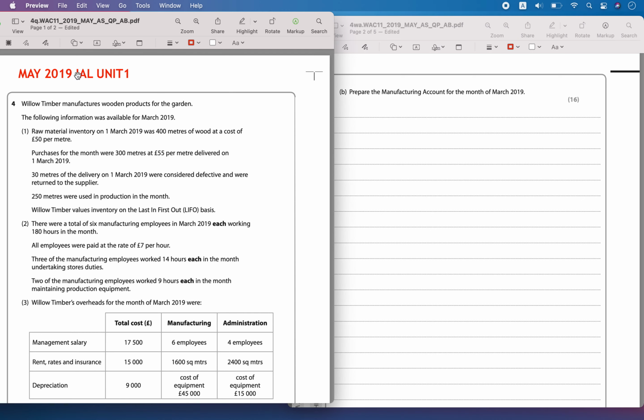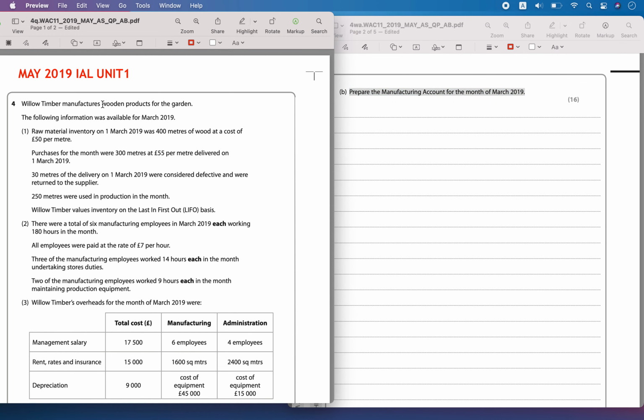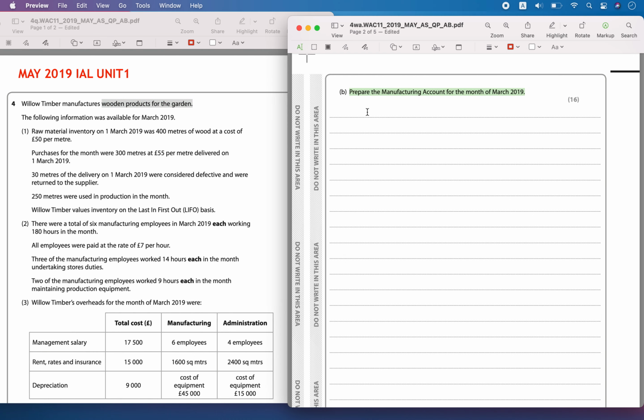Hello, today we are solving May 2019 IAL Unit 1 question number 4 part B. It says prepare the manufacturing account for the month of March 2019. Here we have the information for the Willow Timber manufacturers, who manufacture wooden products for the garden. The information is given here.